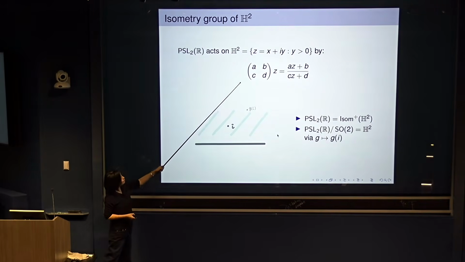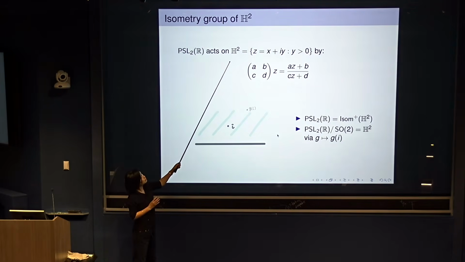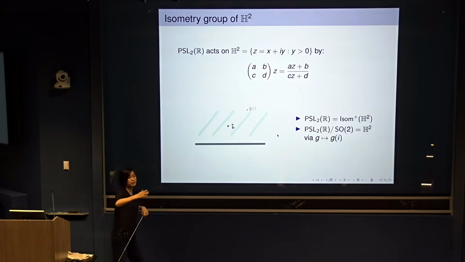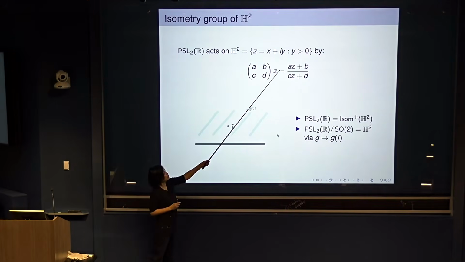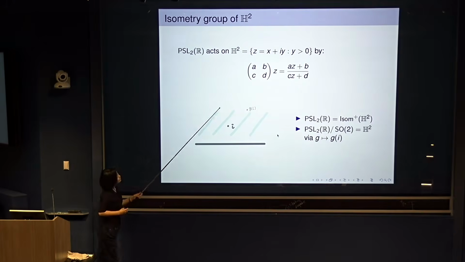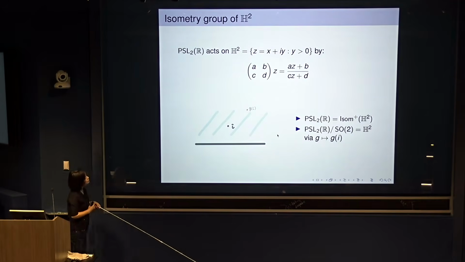So if (A B; C D) is an element of PSL2R, this time I'm going to think of H2 as the upper half of the complex plane. So I presented H2 to you as the half of the Euclidean plane, but for this definition it is convenient to think of H2 as the half of the complex plane. So a point here will be x plus iy, with positive y. And this action is just the linear fractional transformation action. So (A B; C D) maps z to (Az plus B) over (Cz plus D).